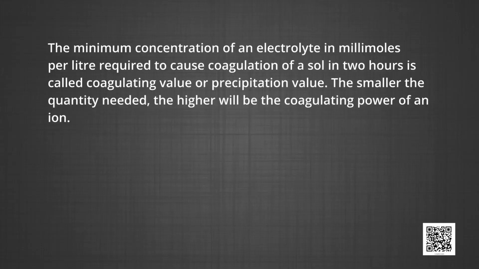The minimum concentration of an electrolyte in millimoles per liter required to cause coagulation of a salt in 2 hours is called coagulating value or precipitation value. The smaller the quantity needed, the higher will be the coagulating power of an ion.